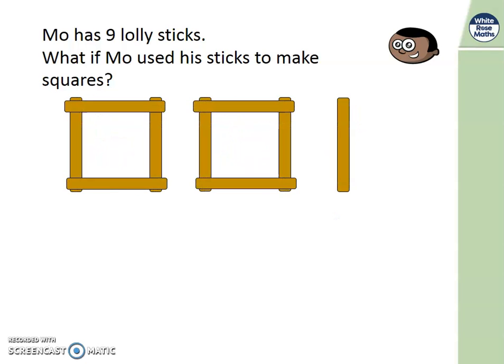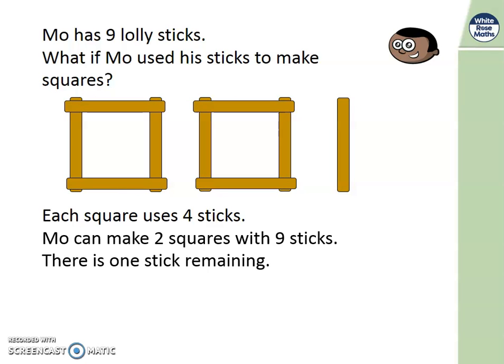Let's look. Each square uses 4 sticks. Mo can make 2 whole squares with those 9 sticks, but he will have 1 stick remaining. We record that as 9 shared between 4 is equal to 2 whole squares with a remainder of 1 stick.